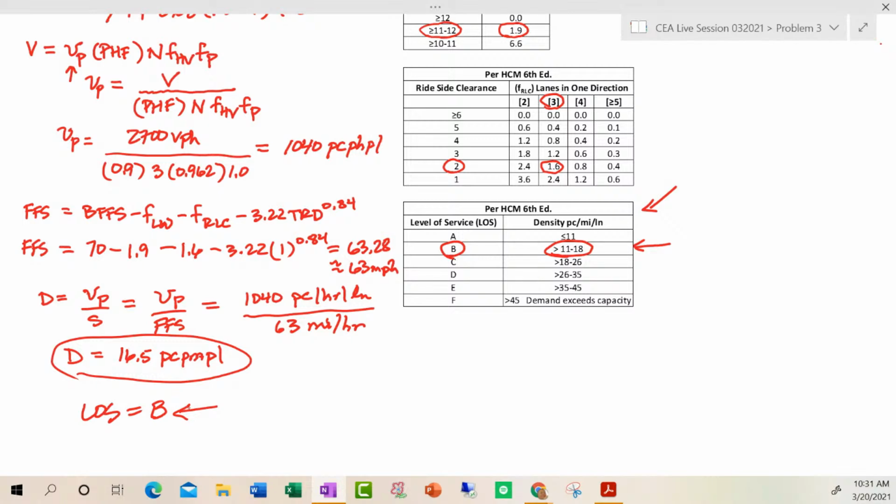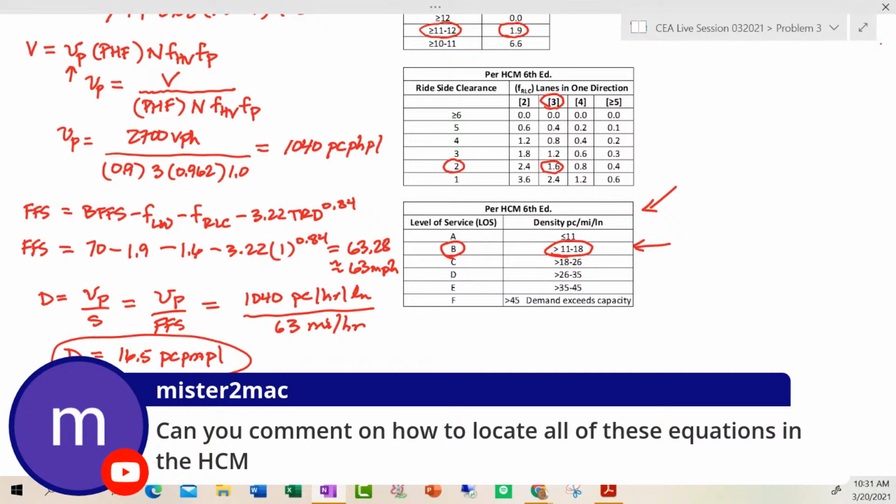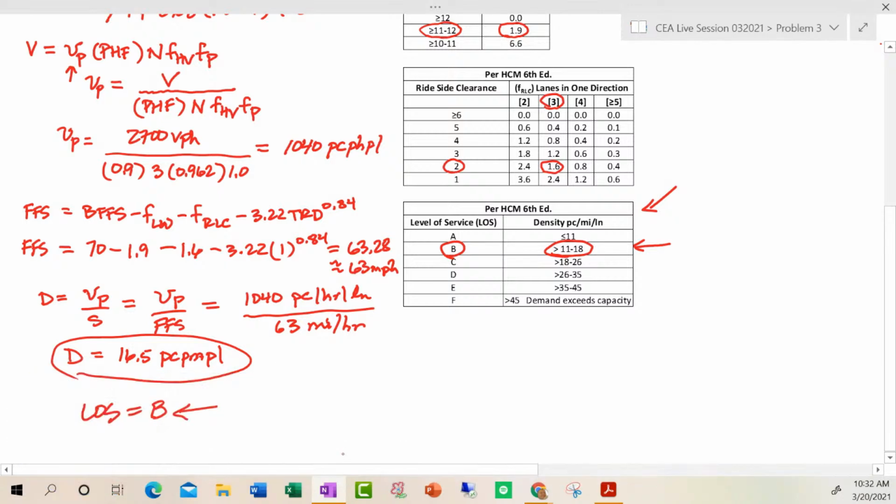Right. A couple questions came up. Can you comment on how to locate all of these equations in the HCM? There was also one about how to navigate the HCM. Any tips around that? Short of using the index, no. Tab it up well. Get in your index and look up these terms. Obviously, everything's going to be categorized by free flow speed, basic free flow speed, and these factors. Index it up and put tabs on those locations where it specifically has these tables listed is what I would do.